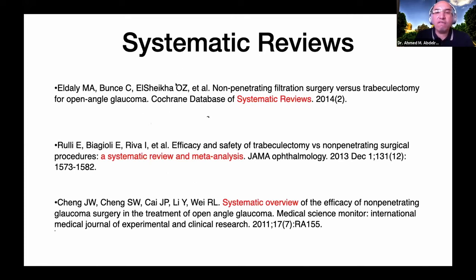And there is one of the systematic reviews by our friend Dr. Ildali. He found that, adjusting the final data from the published controlled clinical trials, there is no way to say that one procedure is superior to the other, especially when you consider the qualified success. They are more or less similar to each other. That's quite a good point.